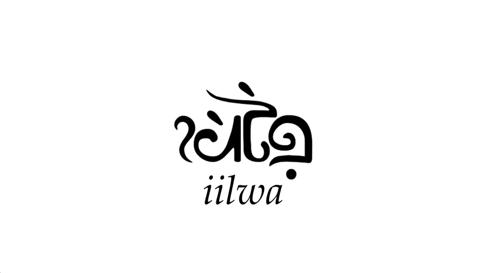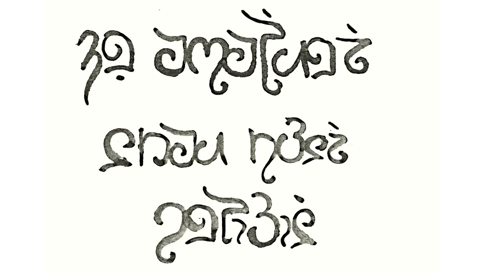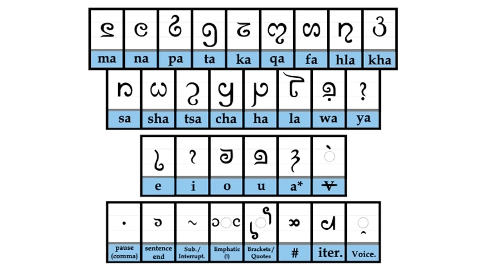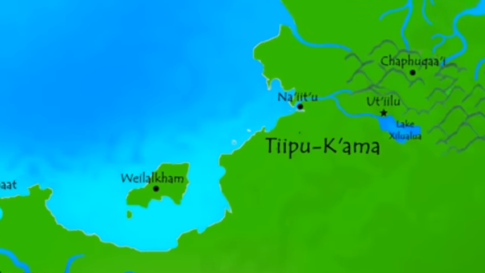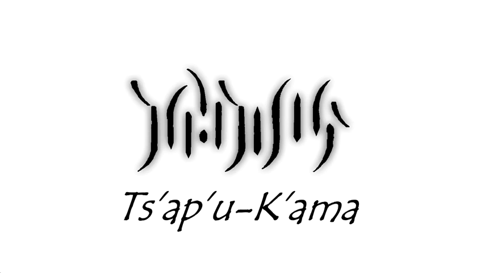Oqolaawak uses the Ilwa script, which is most often written in ink with an animal hair brush on parchment. In terms of system, it's probably easiest to think of it as an alphabet with an inherent vowel, and the simplest way to wrap your head around that is with a little history. Back in the days of Proto-Oqolaawak, the Oqolaaw first learned to write from the Kama peoples, who had already had their own writing system for quite a while.